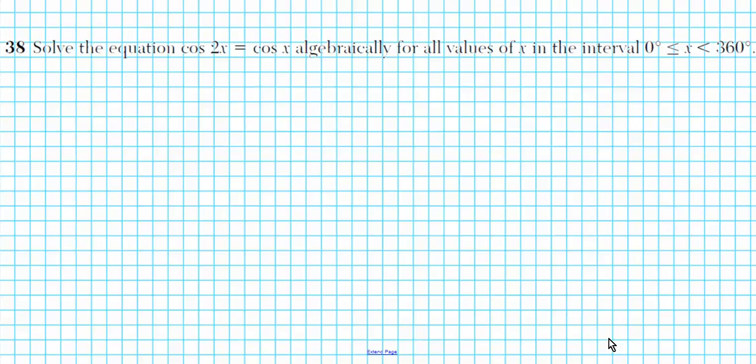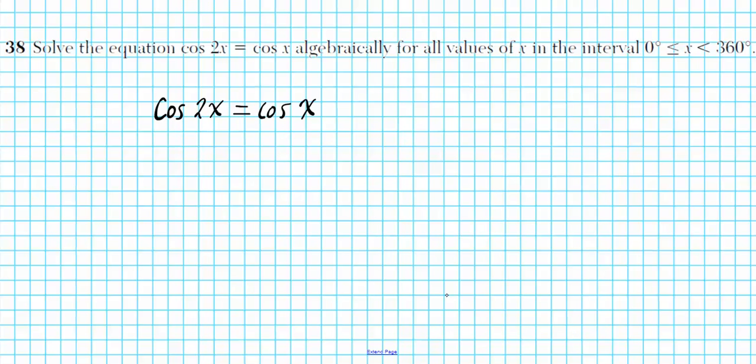All right, let's take a look at question number 38. It says solve the equation cosine 2x equals cosine x algebraically for all values of x in the interval 0 less than or equal to x less than or equal to 360. Okay, so let's go ahead and do it. Cosine 2x equals cosine x.